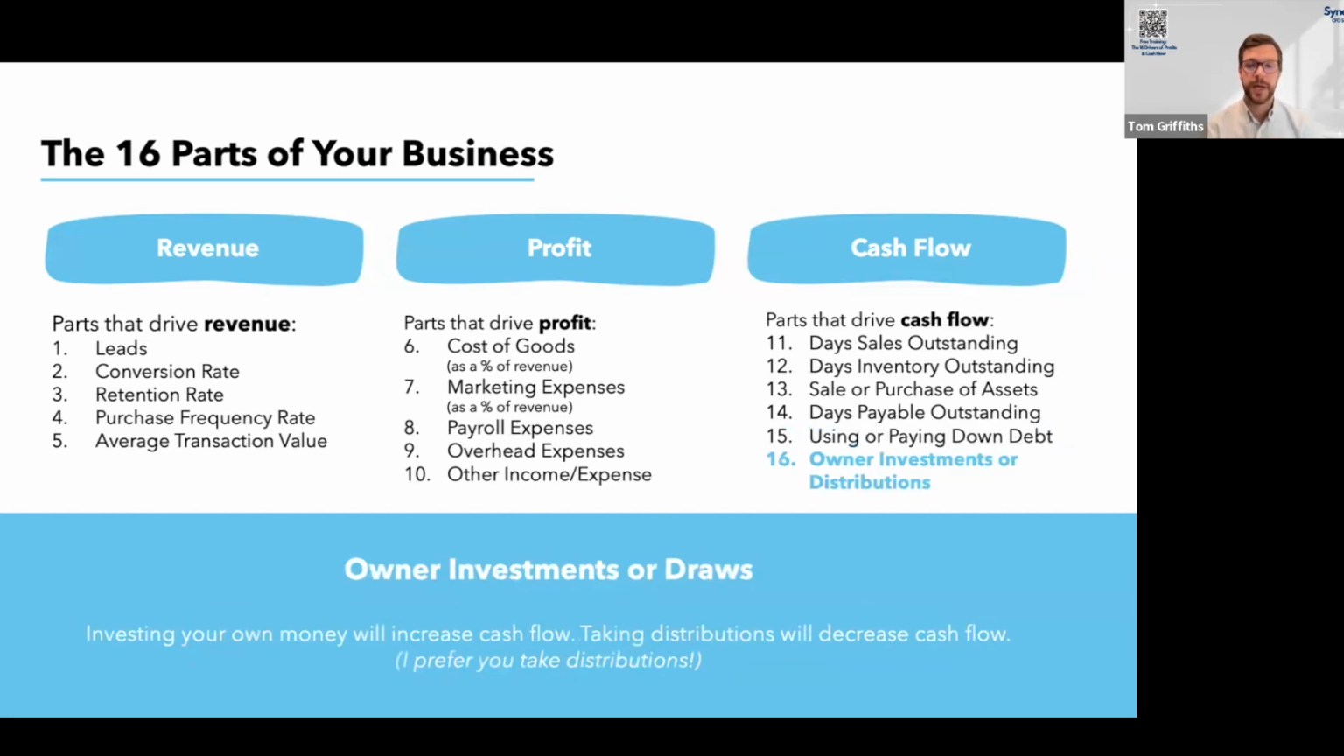And then the final driver of cash flow for the business is how much the owner takes out or puts in. So we want you as the owner to take as much cash out as possible from the business. But obviously, when you're taking cash out, you're starving the business of cash. So we need to make sure that we're taking cash out when the business can afford for you to take cash out. Okay.